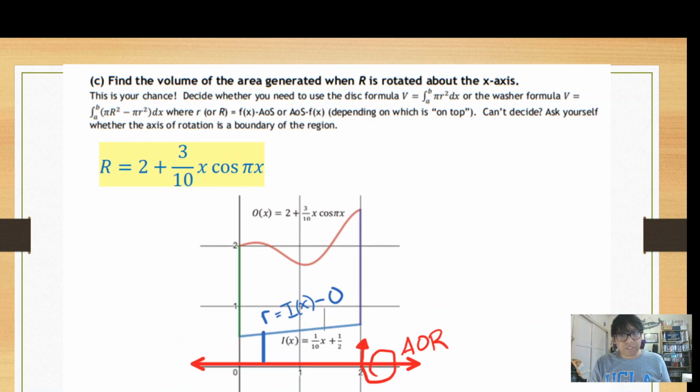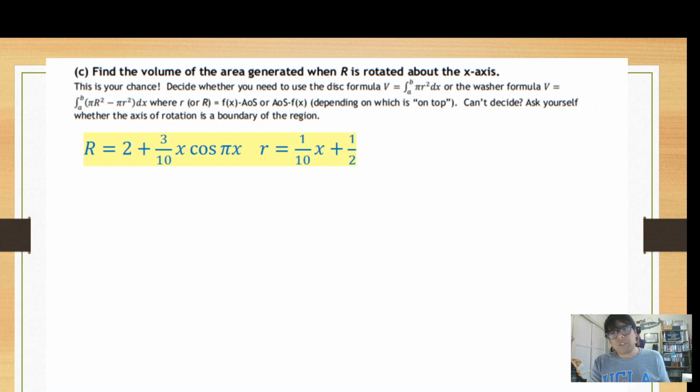There's our outside radius, and our inside radius is going to be the distance from the nearest curve to the axis of rotation, and it's going to be a difference in y-coordinates. The y-coordinate up here is I, the y-coordinate down here is 0. So our small radius is I minus 0, which is basically just the I function. So our little radius is I.